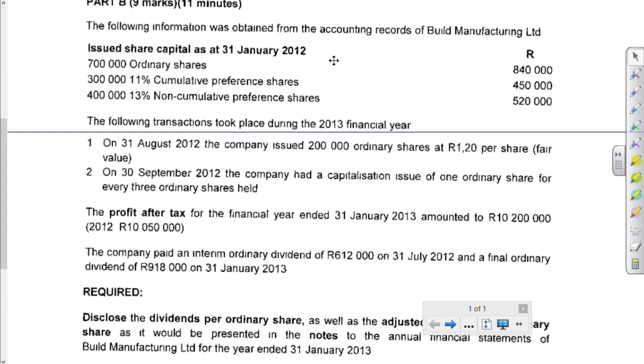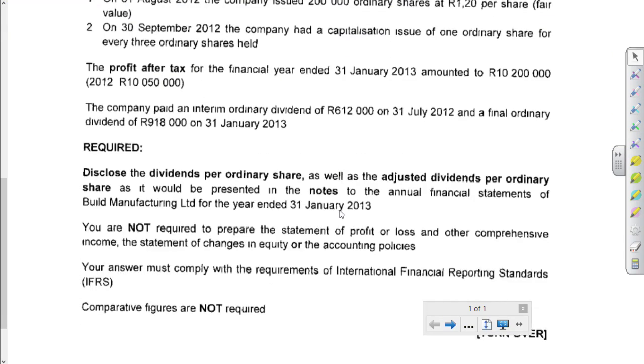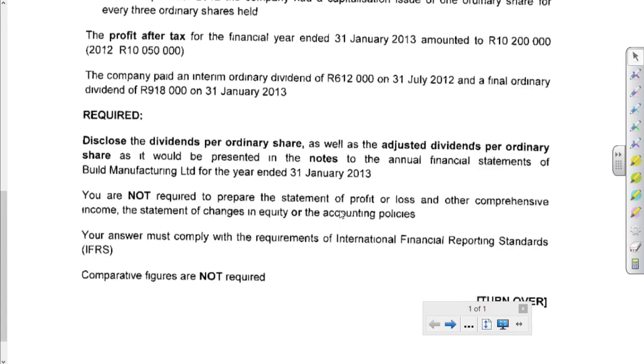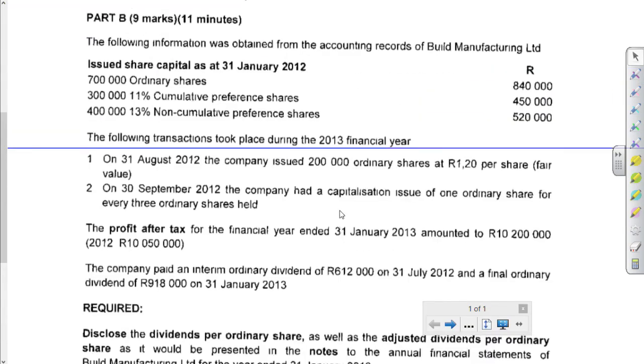They give you last year's profit, but I don't think they want comparatives. No, comparatives are not required. Always check. Usually we assume no comparatives, but with earnings per share, just always double check. Okay, so let me see if you can do that.